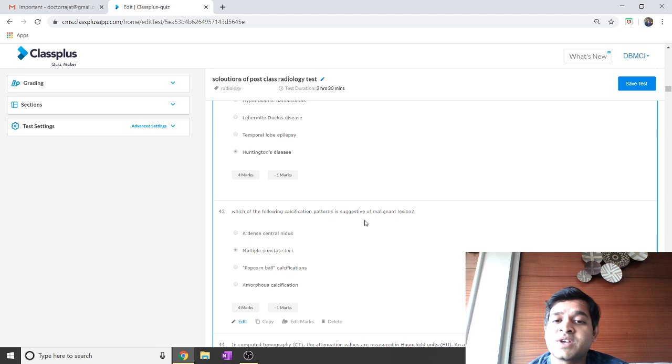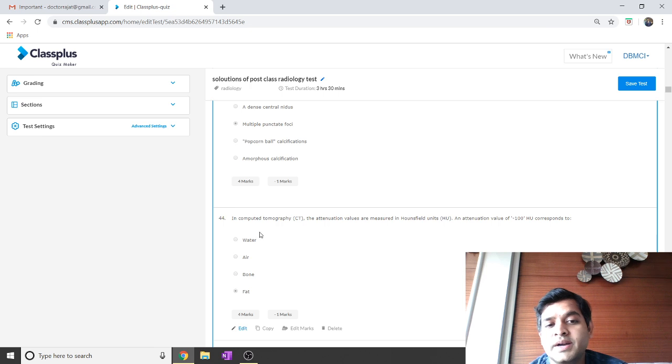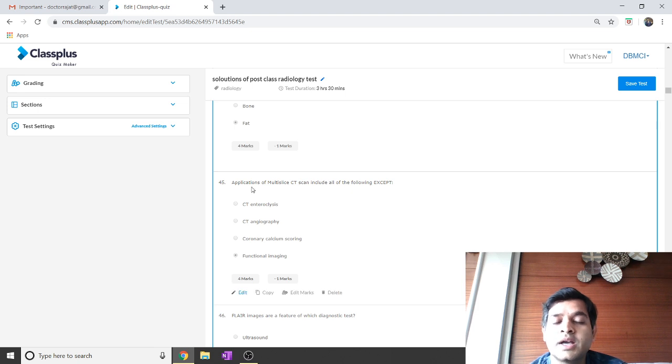Which of the following calcification pattern is suggestive of malignant lesion? Multiple punctate foci is highly suggestive of malignancy on radiological appearance. In CT, the HU value of -100 corresponds to fat. It is to be noted any negative HU value between -10 to -100 is considered to be fatty because of the mixed content.